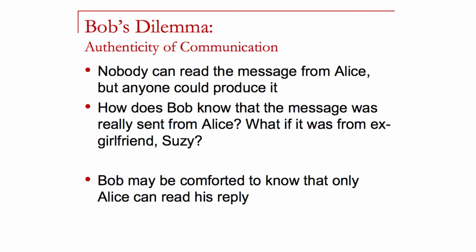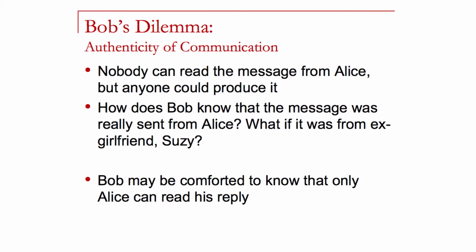So here's a dilemma though for Bob. The only person that can read the message from Alice is Bob, but anyone can produce it. So how does Bob know that Alice's message to meet actually came from Alice and not someone else? I mean, what if there's a disgruntled ex-girlfriend named Susie who wanted to try to get Bob to go somewhere where Alice wasn't, just to inconvenience him, and she could send a message also to Bob and claim to be Alice.